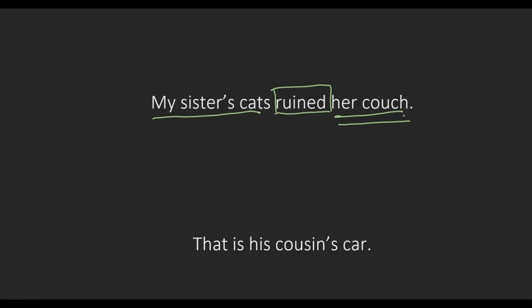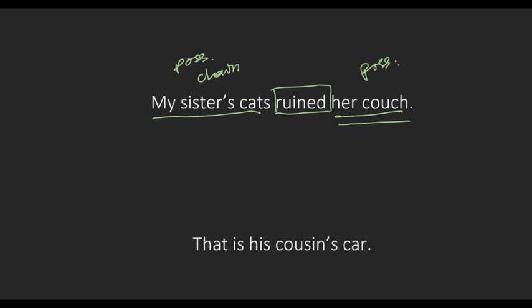And then what about fragment-wise? Anything going on here? Well, my sister's cats, we saw that earlier. It's a possessive chain, because I have a sister and my sister has cats. So we have a possessive chain playing the role of the doer, but we also have her couch, that's another possessive, playing the role of a receiver. So you can have possessives playing roles in more than one part of the sentence.